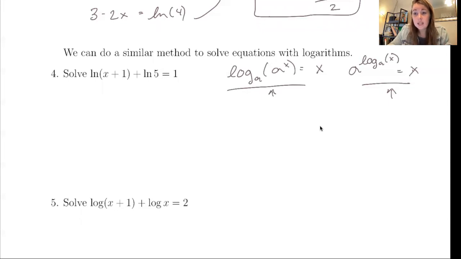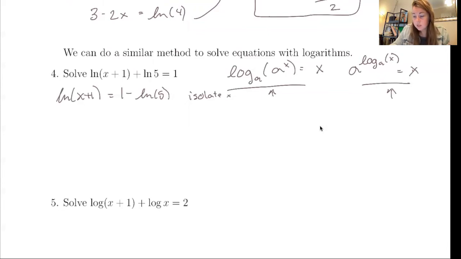Again, we want to isolate our x before we do an e or a log something, right? So things that have x in it stay on one side, things that don't have x in it go to the other side. So I'm going to subtract ln of 5. So we have ln of x plus 1 equals 1 minus ln of 5, right? So isolate x, isolate x.